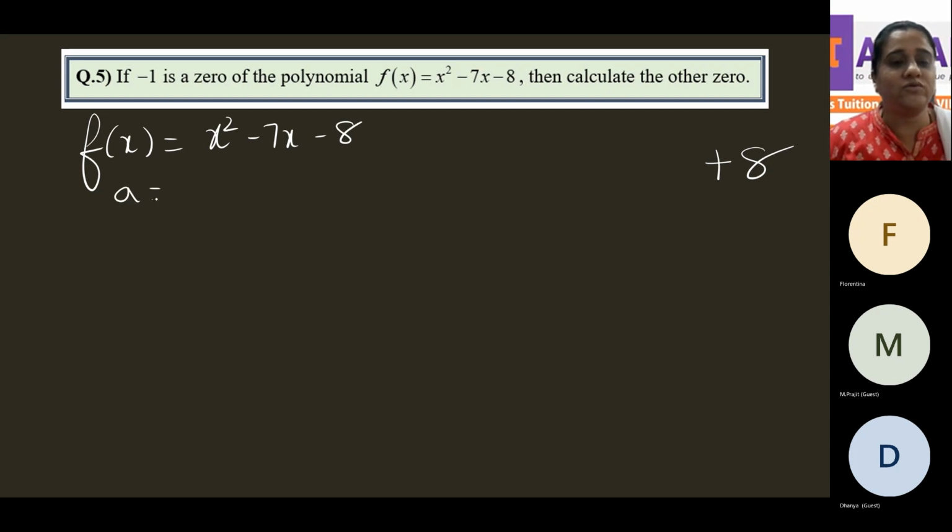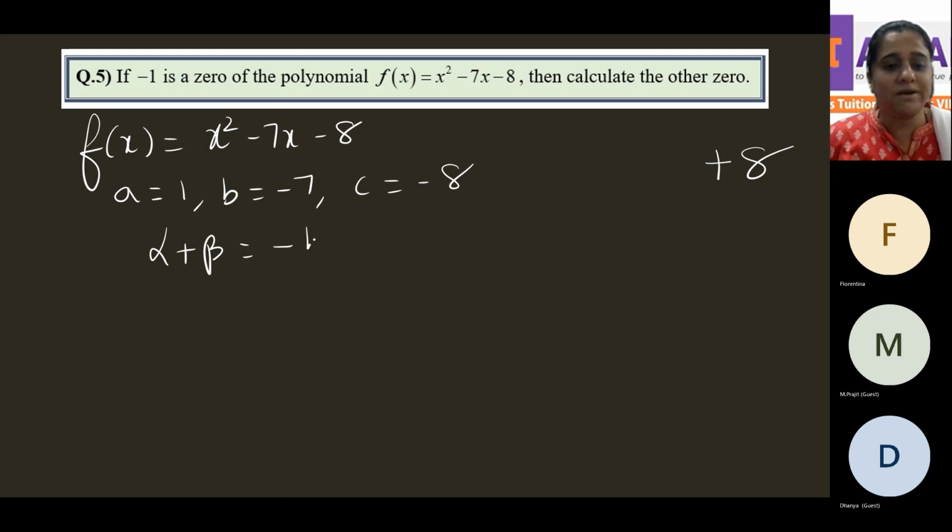F of x is given to be x square minus 7x minus 8. So we'll write out the values of a, b, c. A is 1, b is minus 7, c is minus 8. Now what do we know? We know that alpha plus beta is equal to minus b by a. But one of the zeros is given, minus 1. So you can take minus 1 plus beta. You can take minus 1 for alpha or beta, anything.